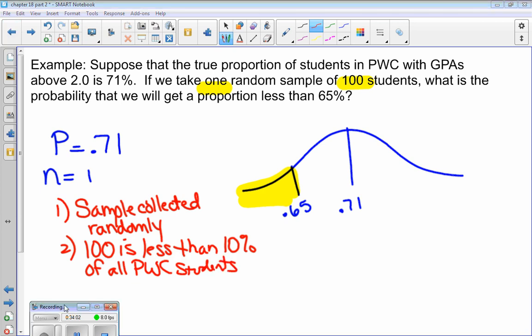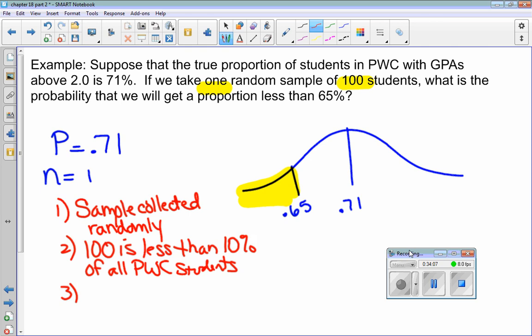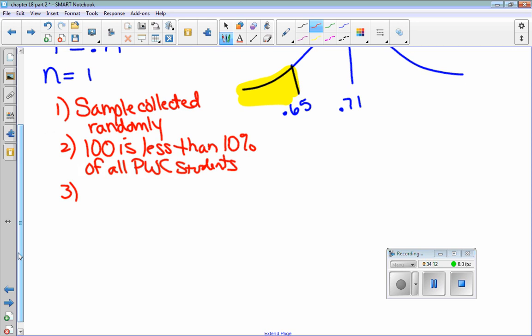And then the third, what's the condition that I'm checking? What's the new one? It should be NP is greater than 10 and NQ is greater than 10. And that's why I said it shouldn't be P hat. It really should be P and Q. Sometimes we have to estimate with P hat, but that's a long story. So anyway, N is going to be 100, right? P is 71. Is that greater than 10?